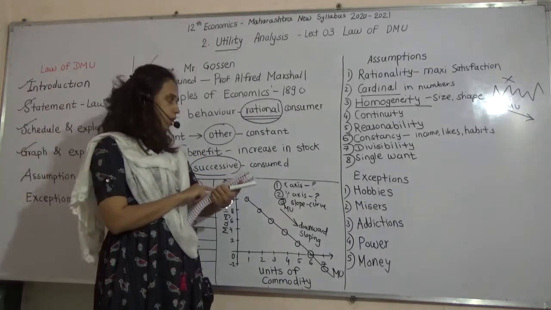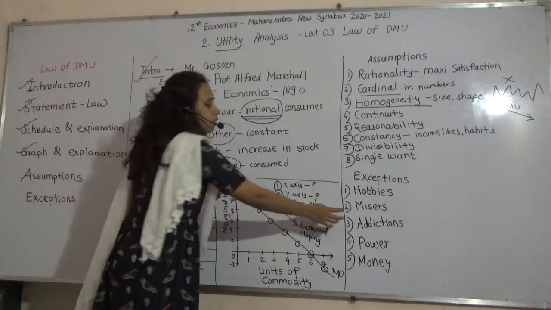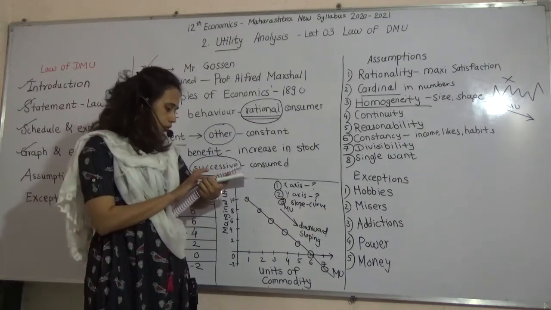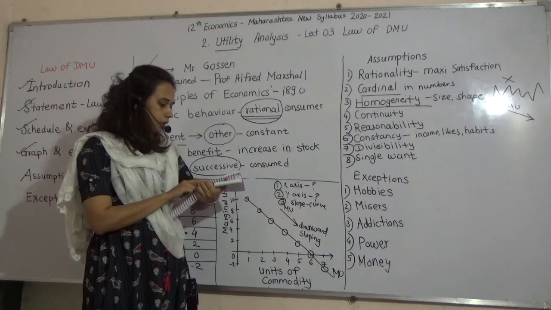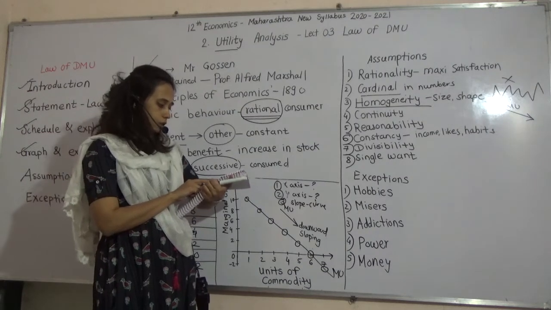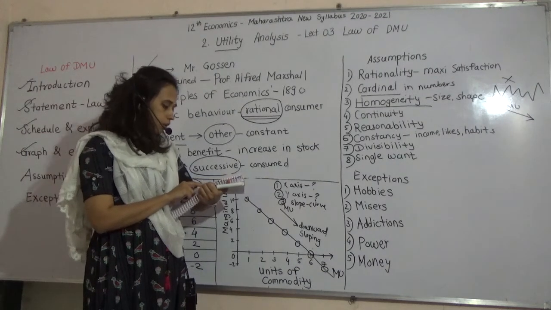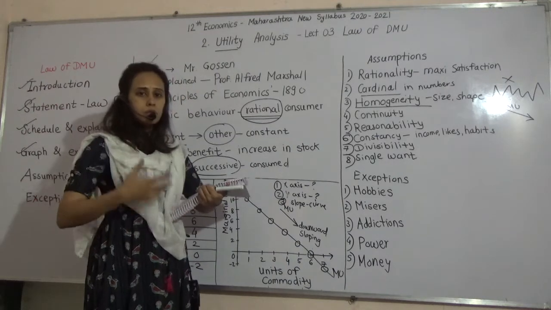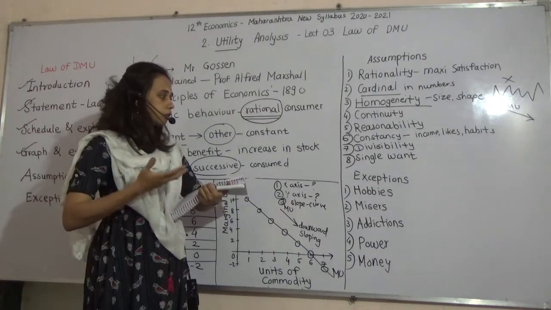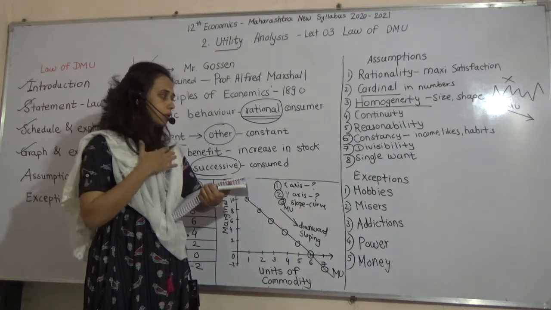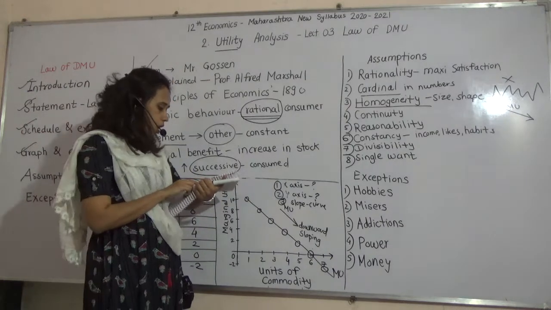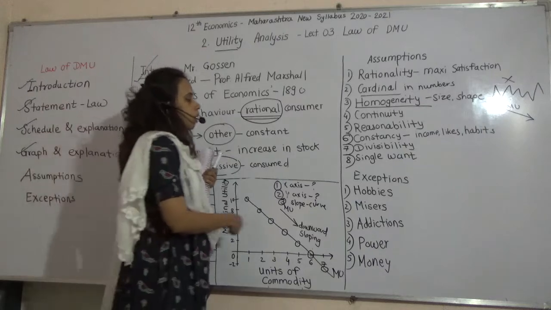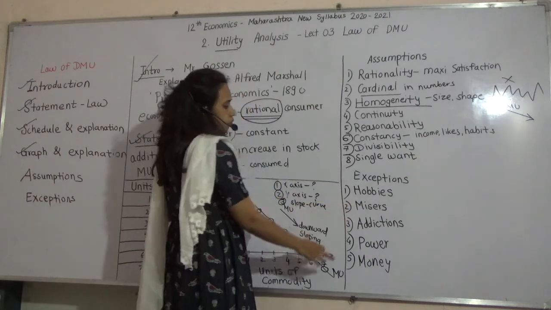Next is miser. Miser means he is an irrational person. Miser means a miserly person. In the case of a miser, every additional rupee gives him more and more satisfaction. Marginal utility of money tends to increase with an increase in stock of money. Whenever the stock of money increases, it gives him more satisfaction. However, this situation ignores the assumption of rationality. That's why this is also an exception.